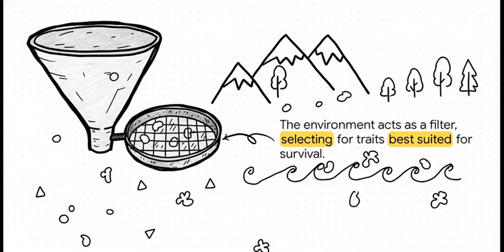A good way to think about it is that the environment acts like a filter. It's not actively choosing winners and losers. It just creates conditions where some individuals, with their particular traits, are more likely to make it through and reproduce, while others, not so much.